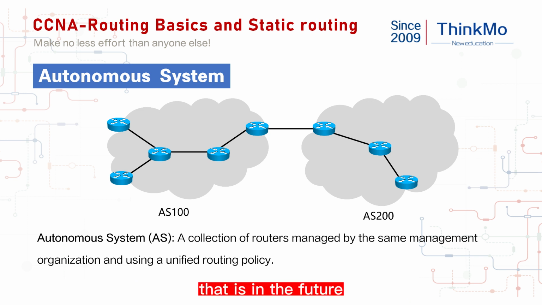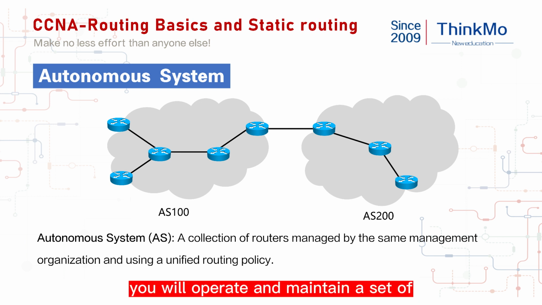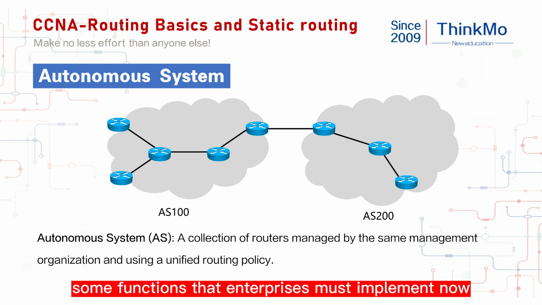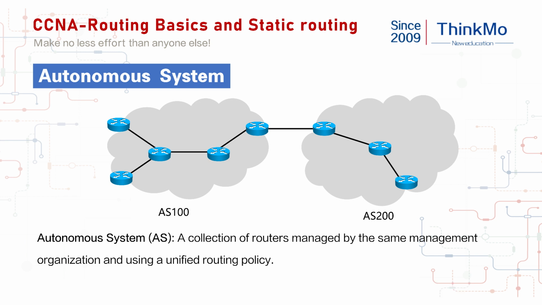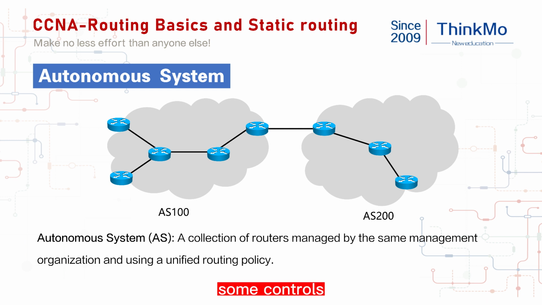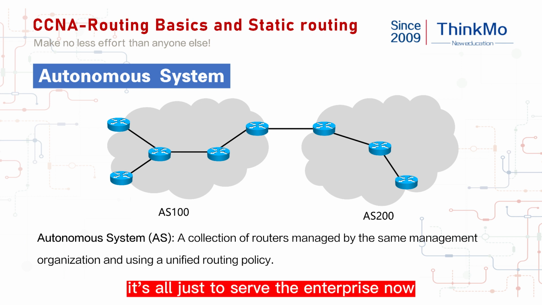In the future, you will operate and maintain a set of enterprise networks, so you must plan ahead. For example, some functions that enterprises must implement now, some gateway configurations, configuration of some strategies and controls, configuring an ACL, and so on. All the technology you use and the strategy of use is relatively simple. It's all just to serve the enterprise.